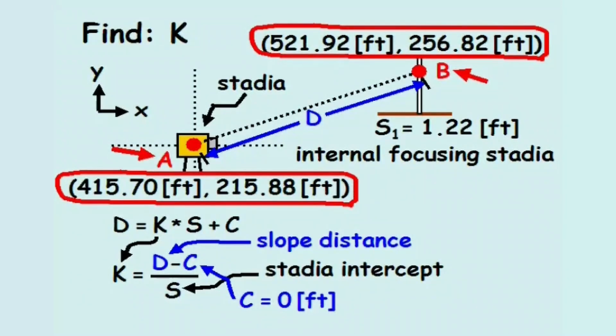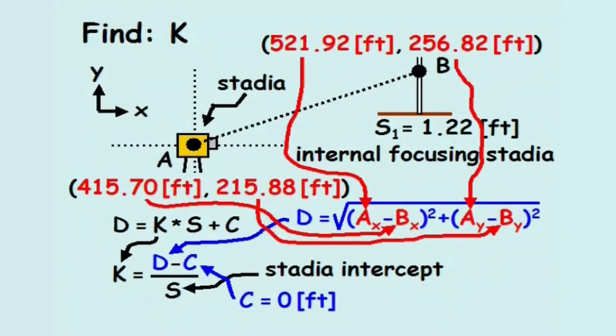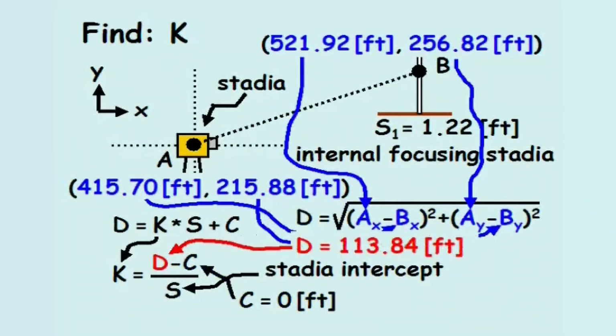Using the Pythagorean theorem, we can solve for the slope distance by plugging in the coordinates for points A and B, and the slope distance equals 113.84 feet.